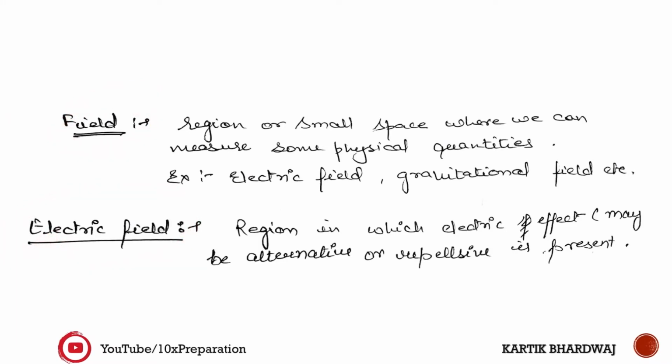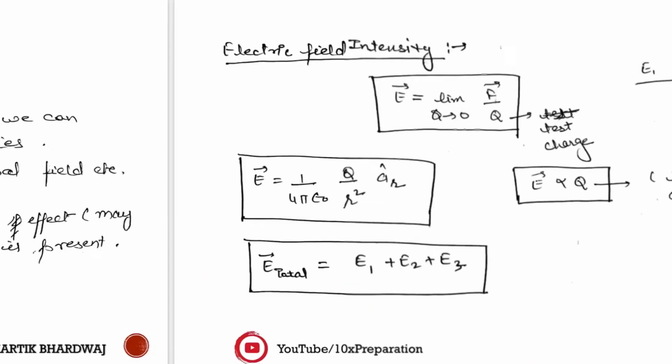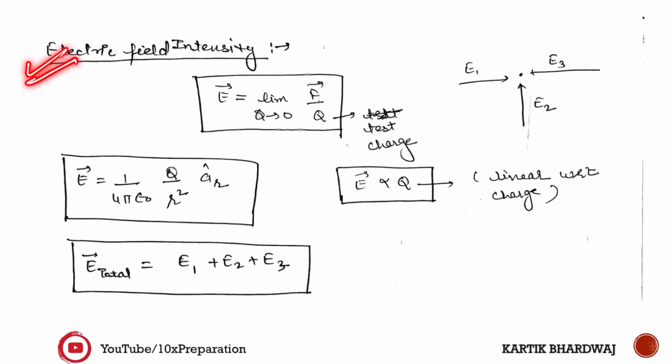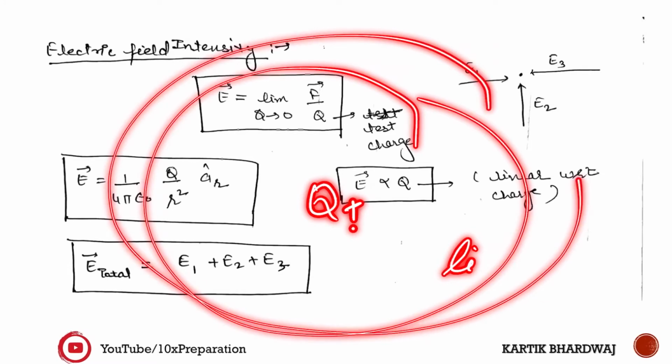So a field is the region around something in which you can measure a physical quantity. What is an electric field? It is the region around an electrostatic charge where you can feel the attractive or repulsive phenomena. So the electric field intensity, basically E: with the help of Coulomb's law you can measure it this way. The electric field is the region in which, if some positive charge Q is kept here, you bring some test charge around it.